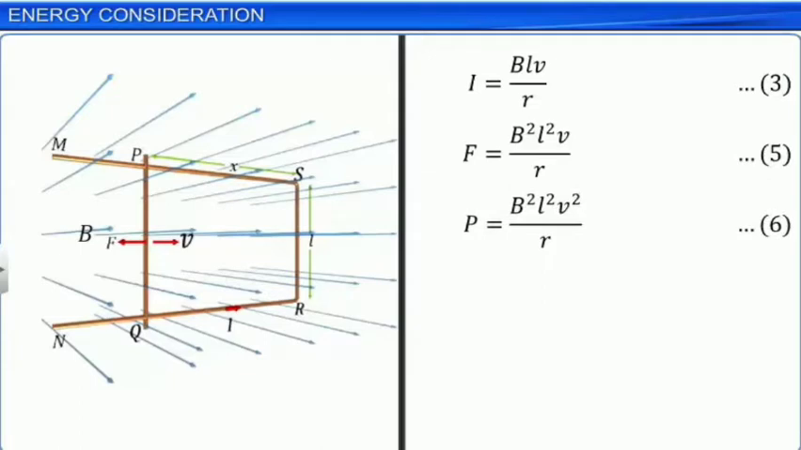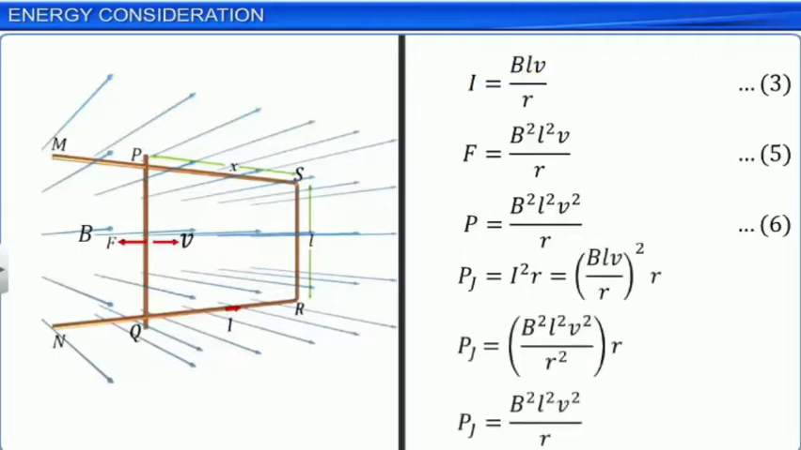Notice that the work done in moving the arm PQ is mechanical in nature. This mechanical energy is converted into heat energy when the work is done. This energy, referred to as joule heat, is given by Pj is equal to I square R. On substituting the value of I from equation 3 and simplifying, we get Pj is equal to B square L square V square by R. Let this be equation 7.